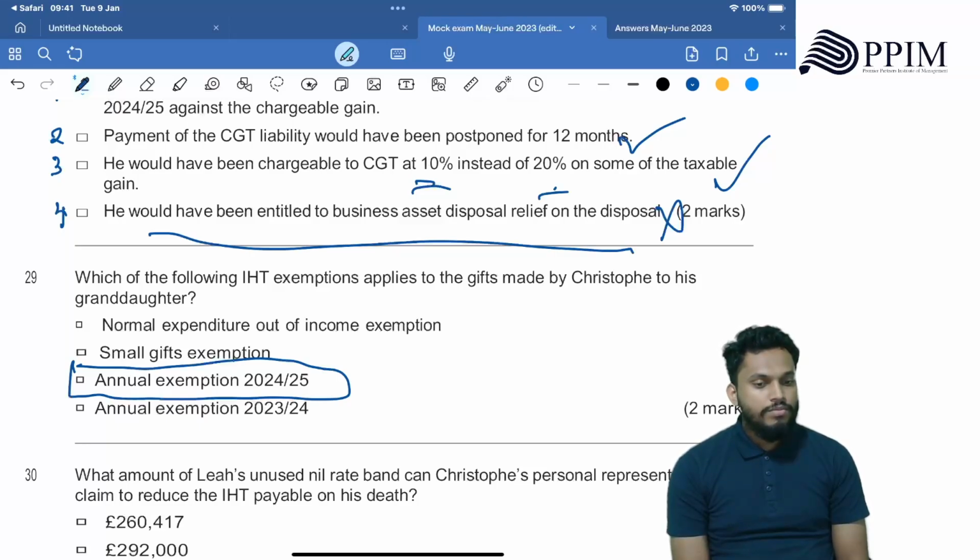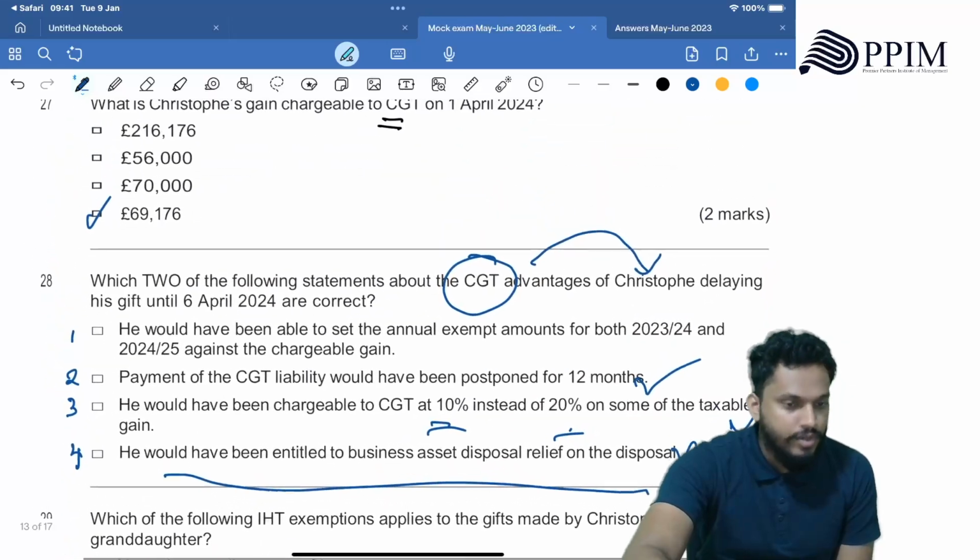23, 24. Whether they have given, he would have used it for the others they have given. That will calculate.